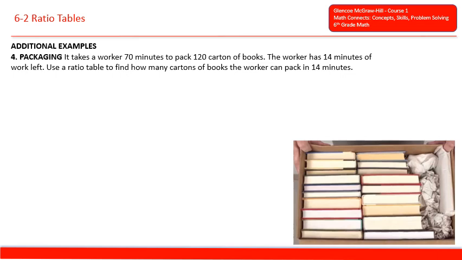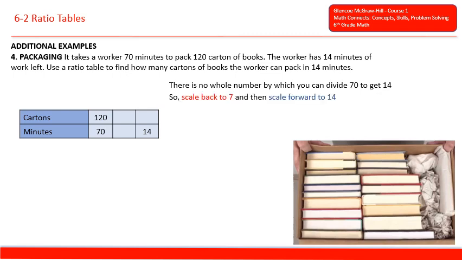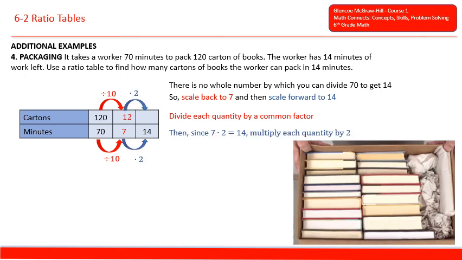It takes a worker 70 minutes to pack 120 cartons of books. The worker has 14 minutes of work left. Use a ratio table to find how many cartons of books the worker can pack in 14 minutes. Cartons, 120 cartons of books in 70 minutes. And there's no whole number we can divide 70 by to get 14. So we will take it in 2 steps, and we're going to scale back to 7 minutes, and then we'll scale ahead to 14. And that'll make it easier for us. So 70 divided by 10 is 7, which means 120 divided by 10 is 12. And now 7 times 2 is 14. So 12 times 2 is 24. The worker can pack 24 cartons of books in 14 minutes.